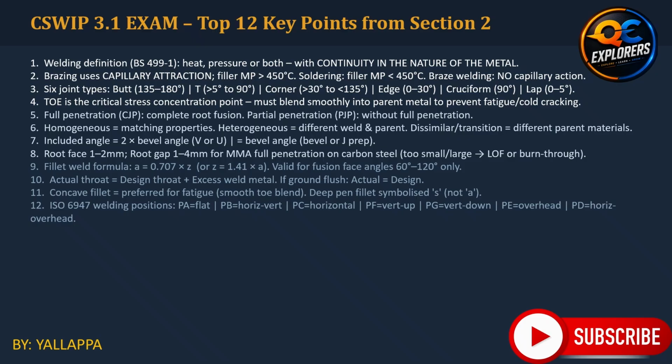Seventh, understand how included angle relates to bevel angle. Eighth, know the representative root face and root gap dimensions given in this course material and, importantly, understand that these are preparation requirements for the specific application described rather than universal values for every welding situation. Ninth, know the fillet-weld relationship: A equals 0.707 times Z. And remember its geometric limitations.